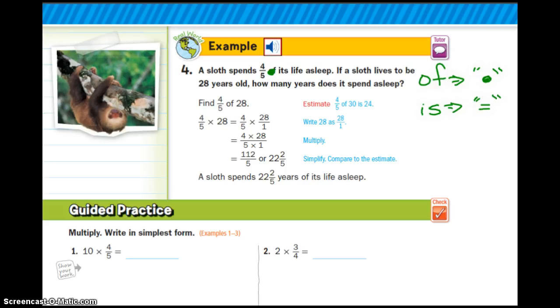So we know 4/5 times 28, so we again put that over 1. We cannot simplify within the problem, so we know we get 112 over 5. 5 goes into that 22 and 2/5 times. So a sloth will sleep most of its life. Boy, that's boring. All right, so get the guided practice done. See you soon.